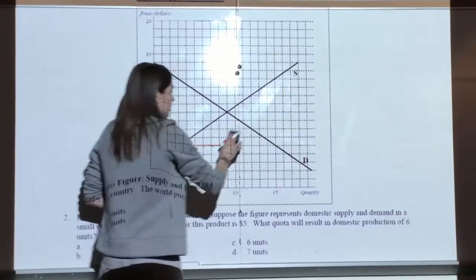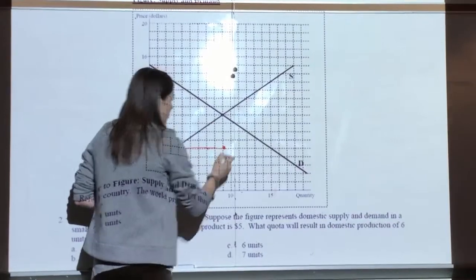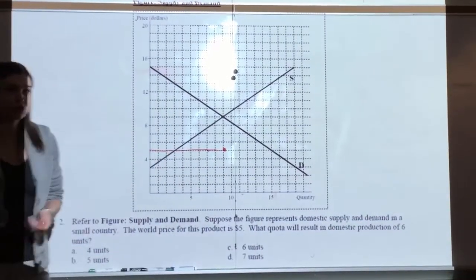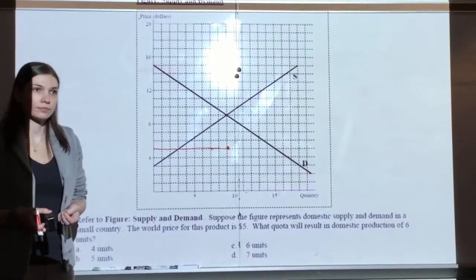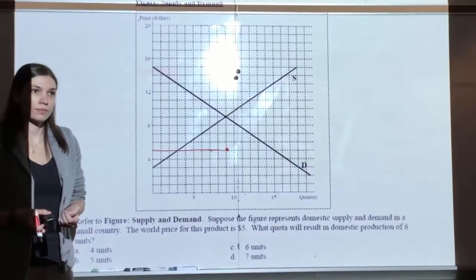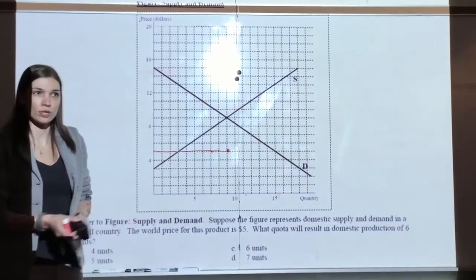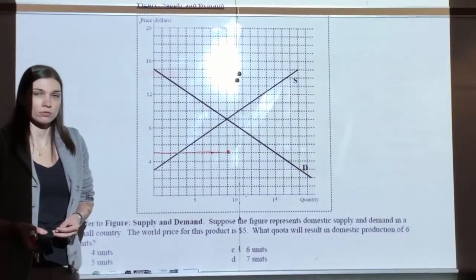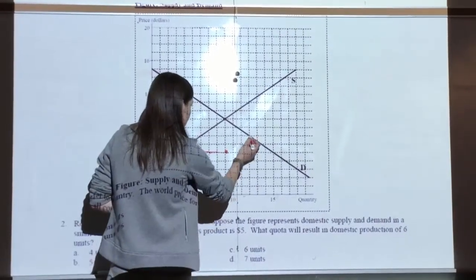And the next one is 6. Now if I'm at 6, how much does the total quantity sold need to be for domestic supply to be 6? I'm importing 6, and I want domestic suppliers to get 6. What's the total? 12. Where is 12? Here.